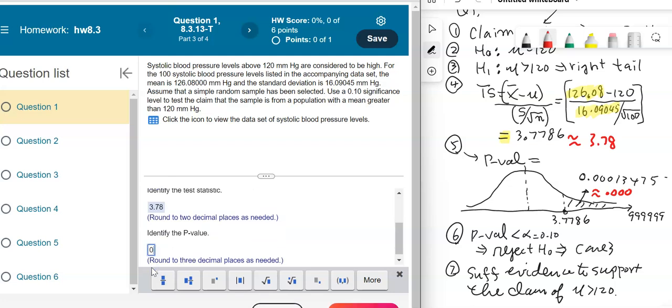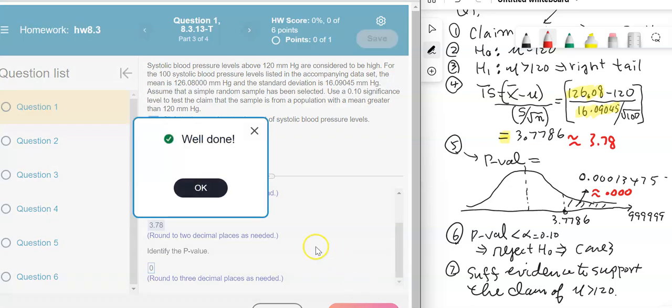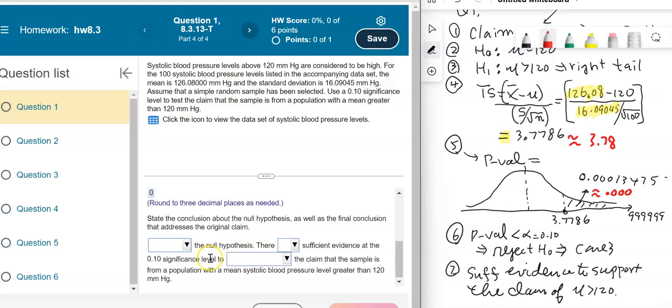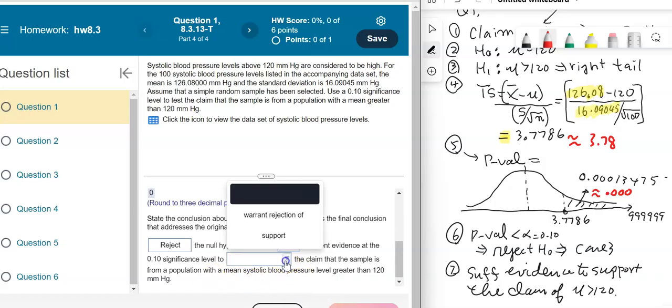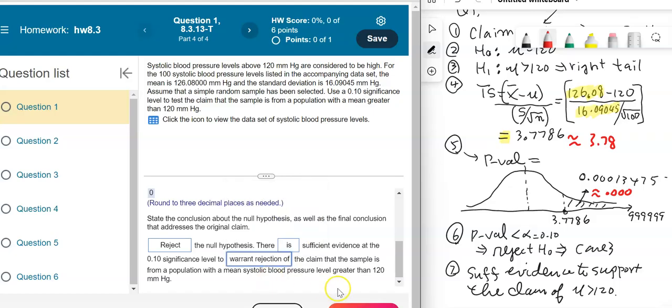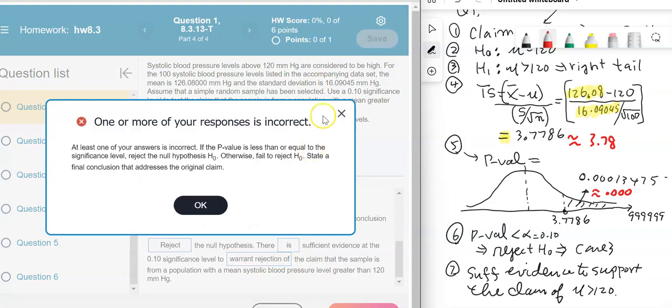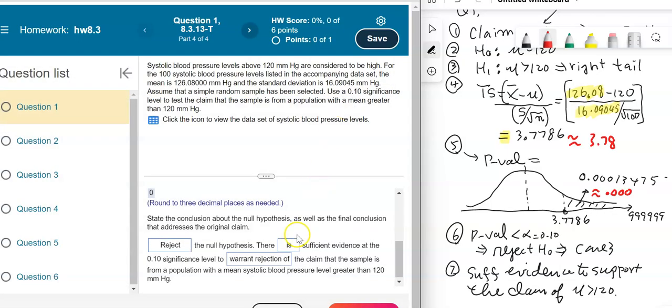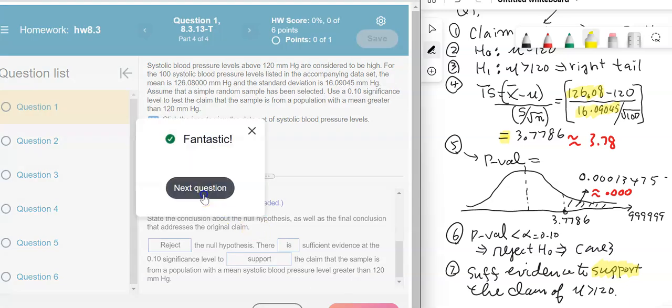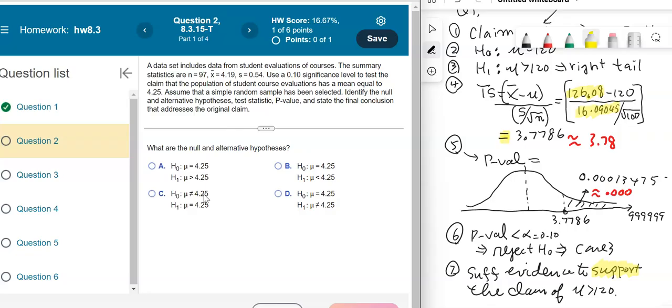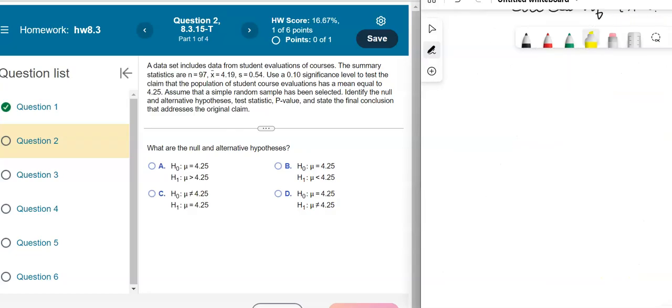Okay, and then I think the rest of them holds. You're going to reject the null hypothesis. There is sufficient evidence to reject the claim. Oh, wait a minute. Oh, to support the claim. Sorry about that. I just wrote there. Support the claim right here. Support the claim. Okay. So that was the first one. Okay, let's look at the next one. Question number 2.